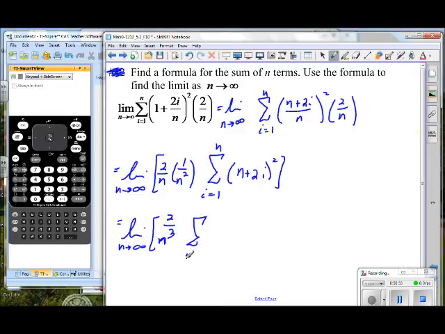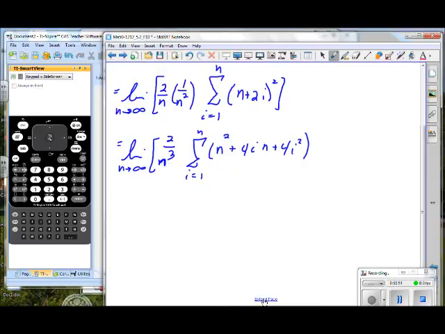And then I have the summation as i goes from 1 to n of n squared plus 4in plus 4i squared. Now this is the summation of the sum or difference of numbers, so we can write that as the limit as n goes to infinity of 2 divided by n cubed.